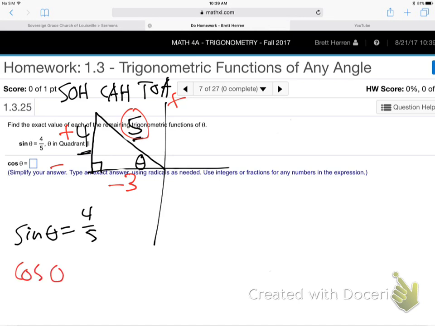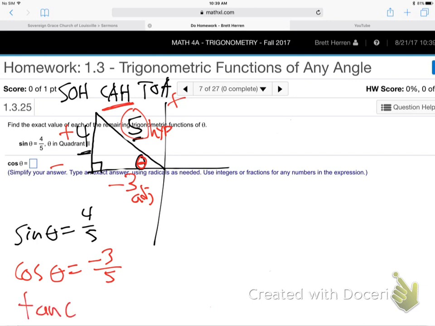Let's find the cosine of theta. What's cosine? Cosine is adjacent over hypotenuse, the CAH. So here's the angle theta. Which side is adjacent to him? What are his neighbor sides? Well, these two are right next to him. This is the hypotenuse. So the negative 3 must be the adjacent. So it's negative 3 over 5. You with me?